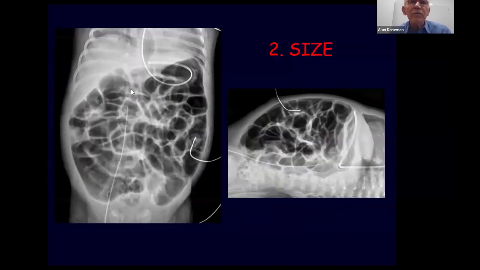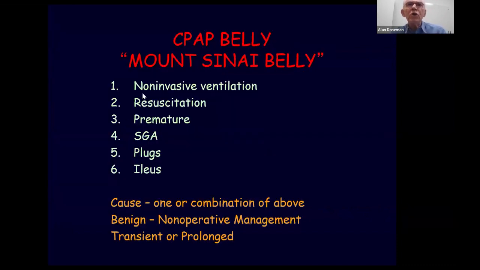The size of these polygons does not usually make a difference. There's an old saying that says size does not matter, but you can see the polygons here are quite large, and yet there's gas and stool in the rectum. This we find is most commonly seen in patients who have non-invasive ventilation like CPAP, if they've just been resuscitated with a mask. Sometimes premature babies have immature bowel, and similarly in small for gestational age, the premature bowel then dilates up.